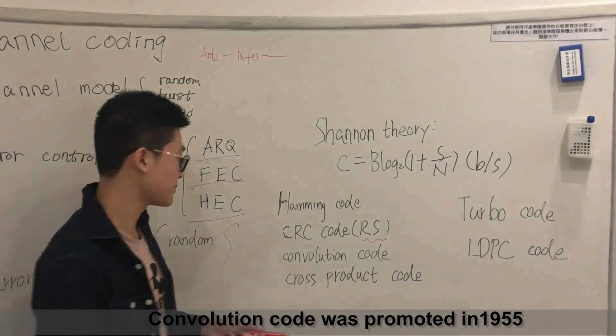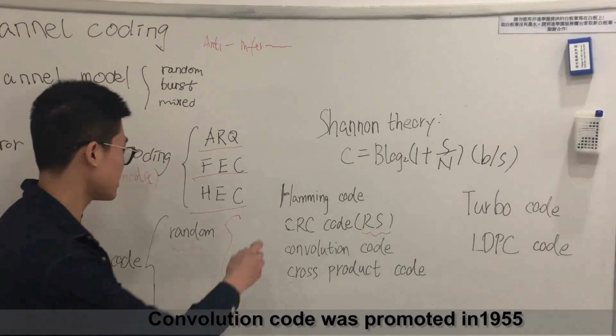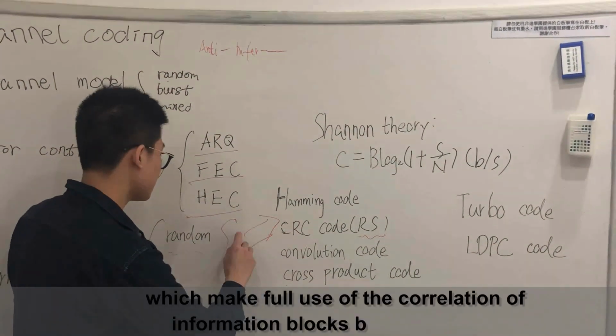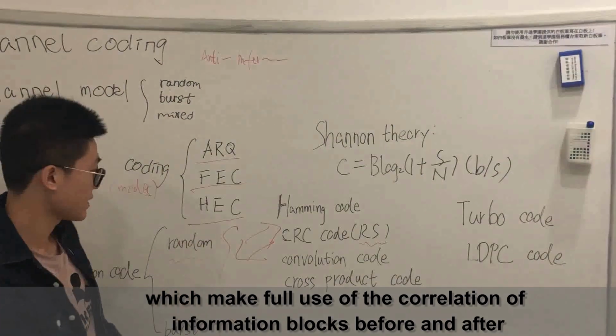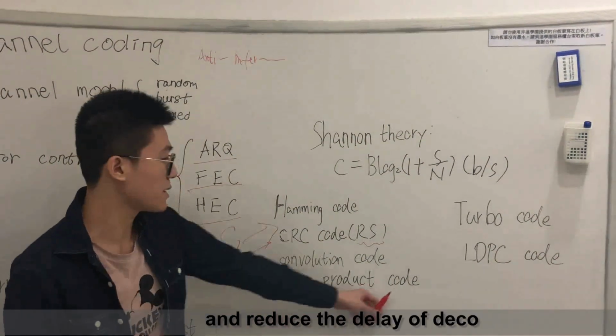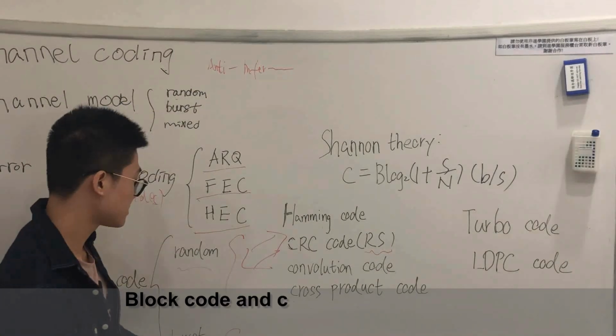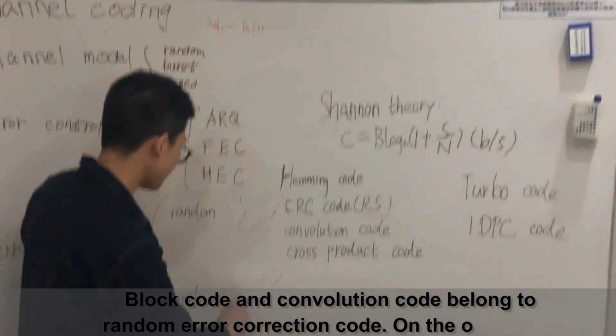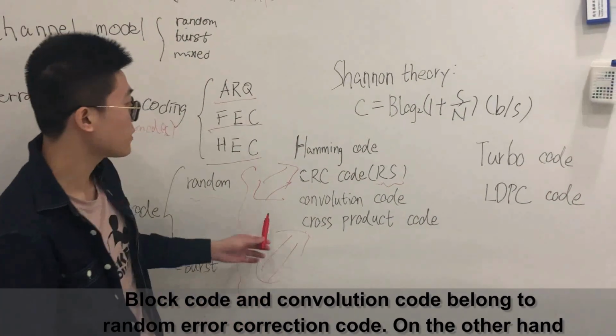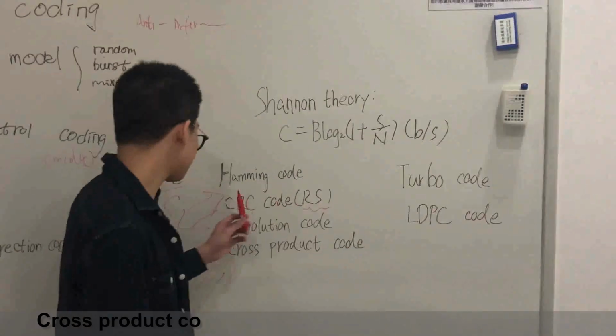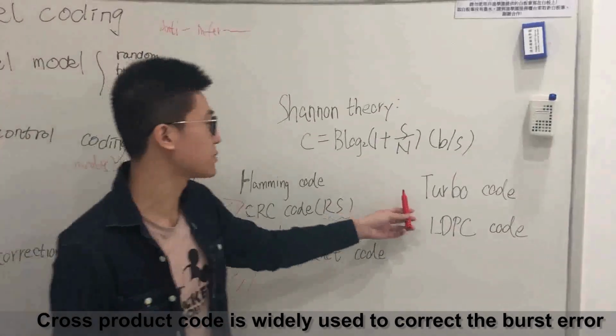Convolutional code was proposed in 1955, which made full use of the correlation between preceding and following information blocks, and reduced the delay of decoding. Block code and convolutional code belong to random error correction codes. On the other hand, cross-product code is widely used to correct burst errors.